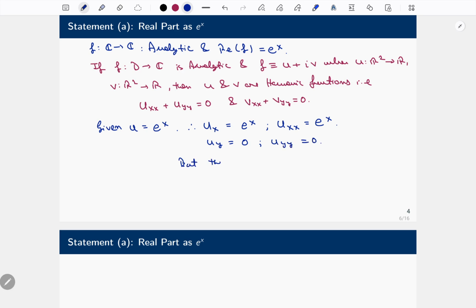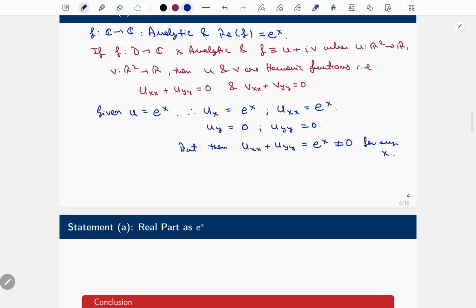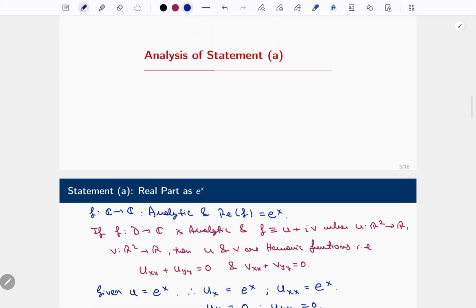But then we know uxx plus uyy, which is equal to e to the power x, this is never 0 for any x, right? Therefore the function u is not harmonic, and so it will contradict analyticity of f. So therefore such an analytic function whose real part is e to the power x cannot exist, it contradicts the analyticity of f. So the first statement is false. So this is a false statement.